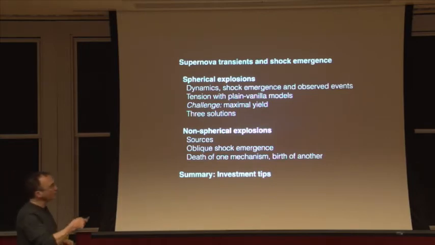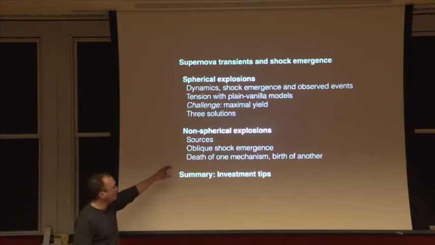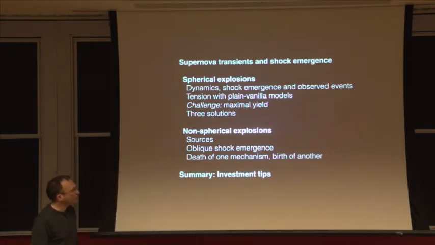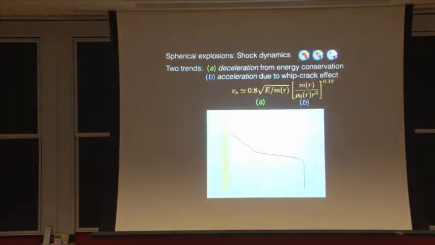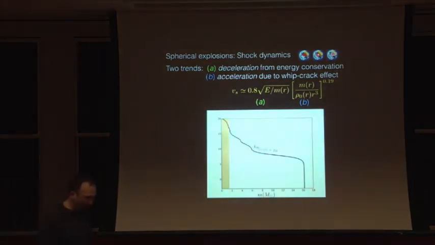Then I'll talk about non-spherical explosions and show, first of all, that they are much more productive when it comes to the events that happen at the emergence of a shock. And secondly, that there are unexpected phenomena that are almost unavoidable when you have a shock breaching the surface of a star in a non-spherical way, which leads to a new type of emission mechanism. And so I'll summarize with the different ways that you can invest your energy and mass most wisely to get a significant outburst transient from one of these events.